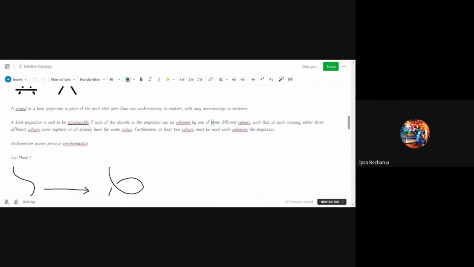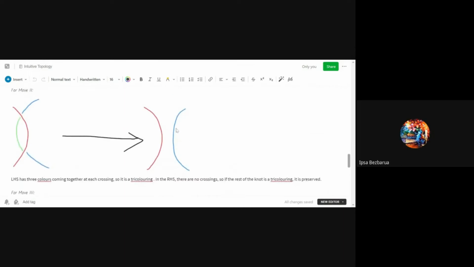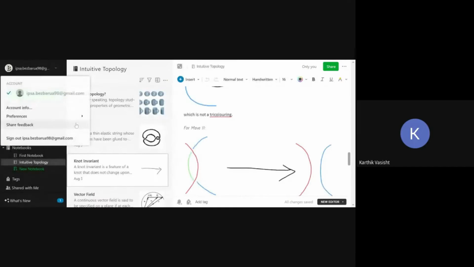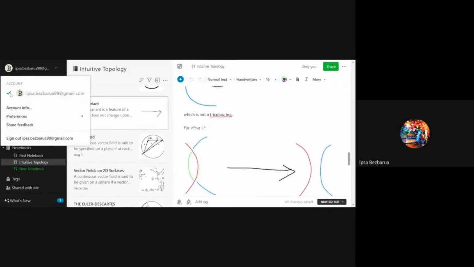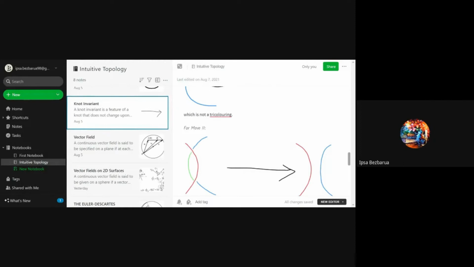Oh wait, sorry. Yeah, it has to be colored by one of three different colors, which is why the top and bottom ones are blue. I can't use more than that. Yes, sorry, my bad. Okay. Fine. All right. Cool. Thanks. You're welcome. Okay, so this ends part one of the talk.